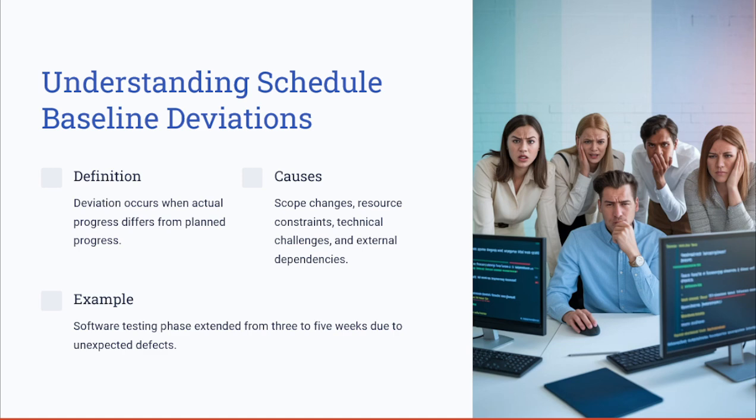Also, resource constraints, meaning that you have limited availability of skilled labor. We also have technical challenges where, say, there is unforeseen complexity in development. Also, you have external dependencies, and these delays can come from suppliers or third parties who are working on your project.